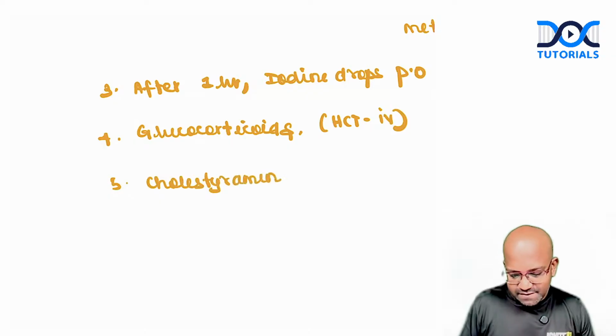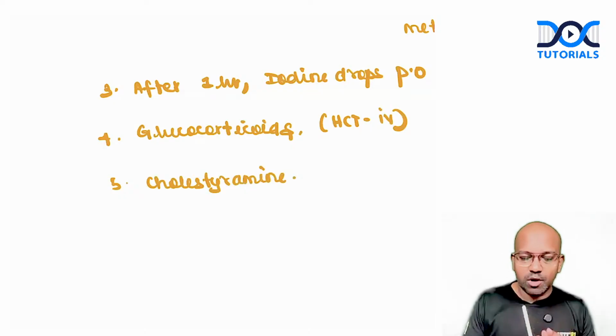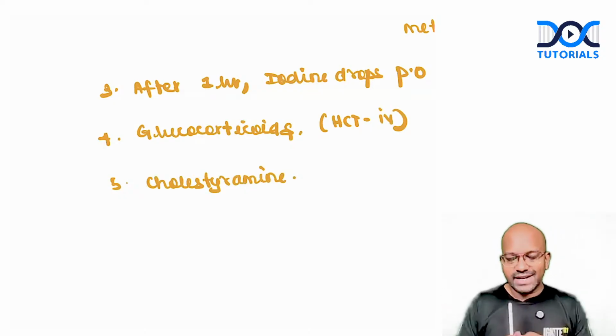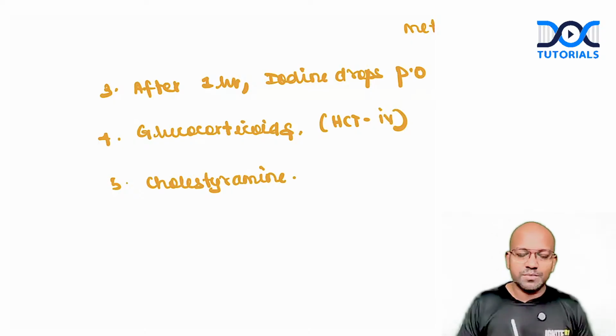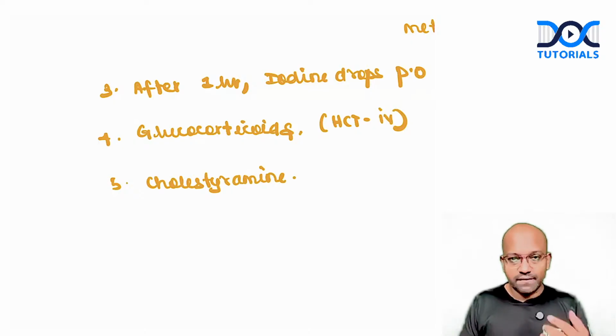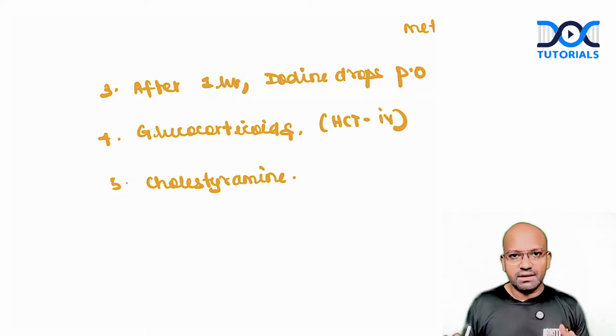Remember these 5 drugs which have been used for thyroid storm. The first one regarding beta blockers and diltiazem. Second one regarding propylthiouracil and carbimazole. Third one is iodine drops, glucocorticoid or steroid infusion like hydrocortisone, and cholestyramine. All of these will be the drug of choice in treatment for thyroid storm.